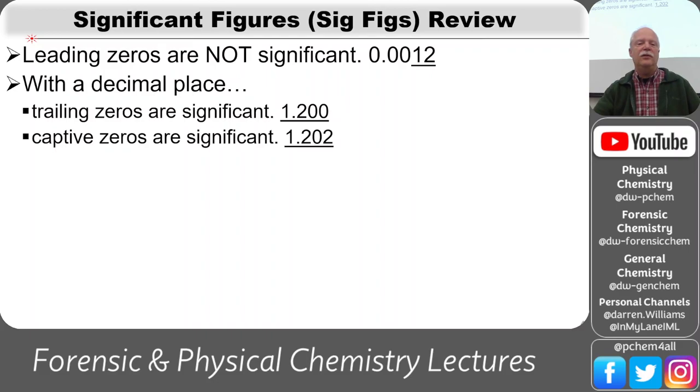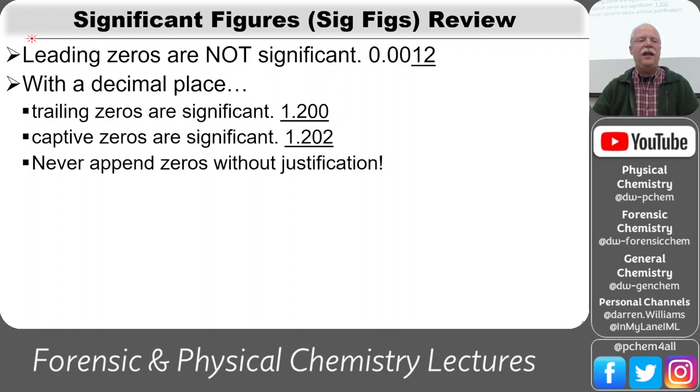And then captive zeros are significant. So you see where our first three rules are governing what to do with zeros. Of course, a captive zero is going to be significant. What would you do if you were trying to get rid of that one? Okay. So both of these, the 1.200 and then the second one, have four significant figures. I've underlined the significant figures.